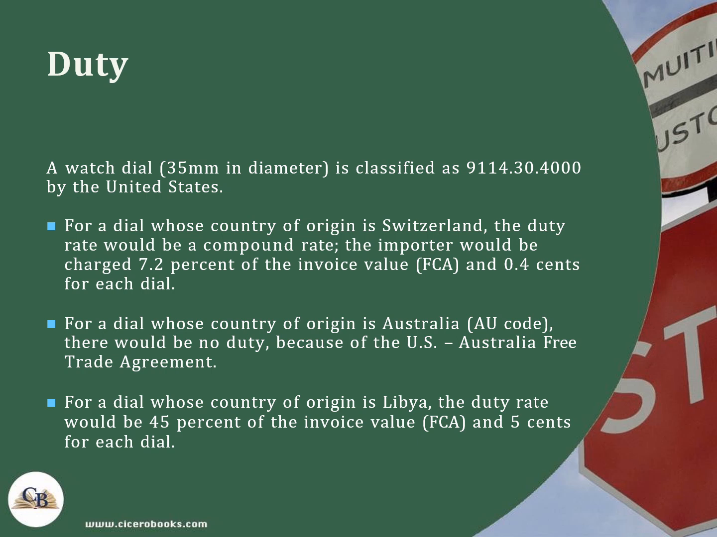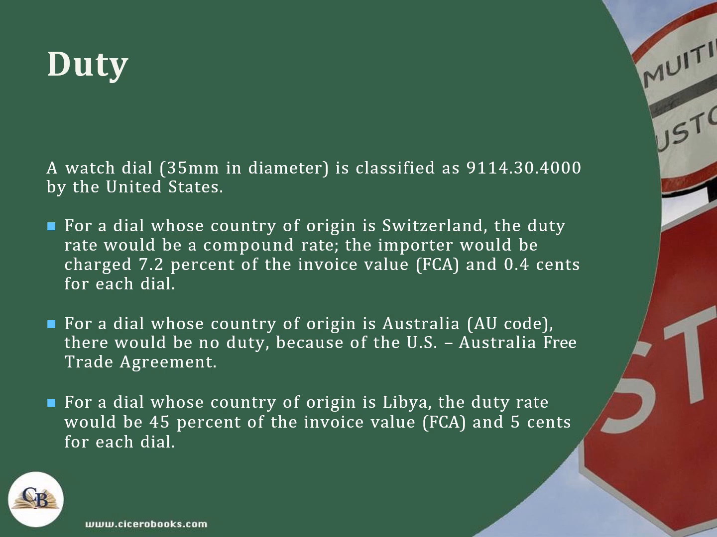Duty. A watch dial of 335 mm in diameter is classified as 9114.30.4000 by the United States. For a dial whose country of origin is Switzerland, the duty rate would be a compound rate. The importer would be charged 7.2% of the invoice value FCA and 0.4 cents for each dial.